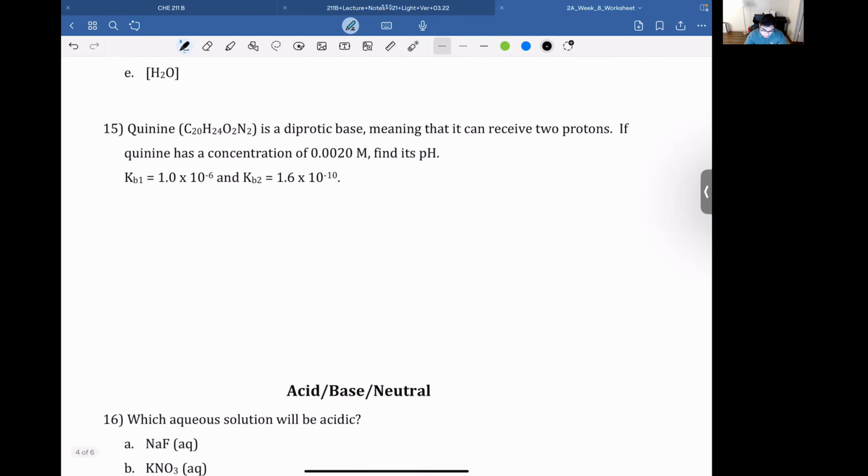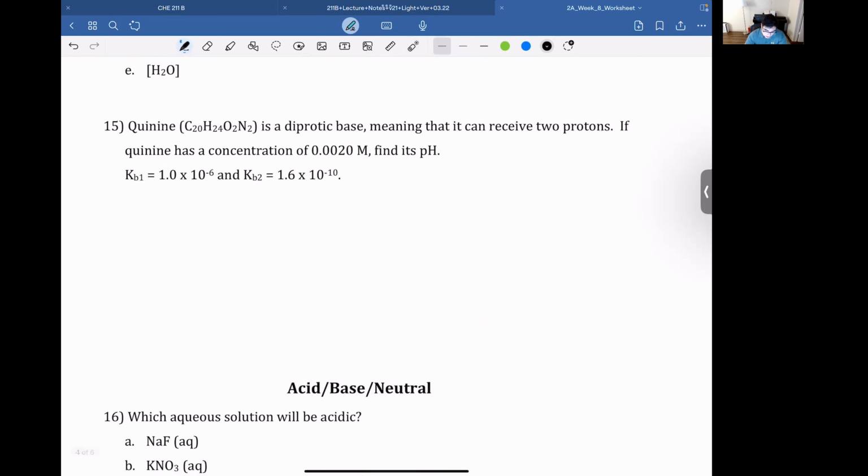Quinine is a diprotic base, meaning that it can receive 2 protons. If quinine has a given concentration, find the pH. Then we're given both its Kb1 and Kb2 values. So the first thing we can do is use Kb1. We know Kb1 is about equal to the concentration of OH minus squared over the concentration of the base, which is quinine.